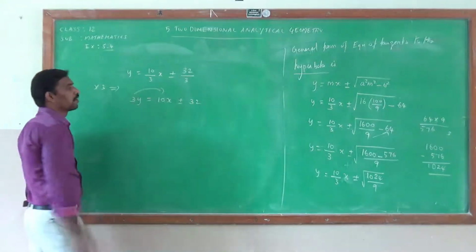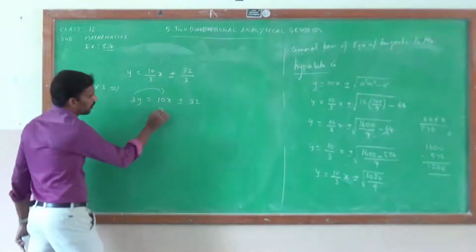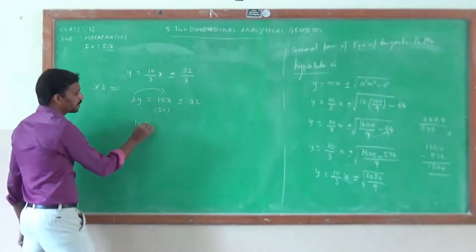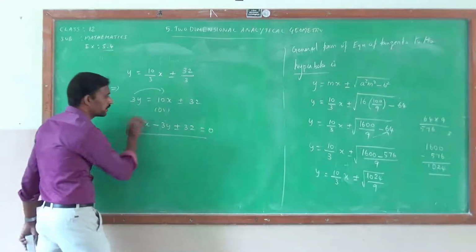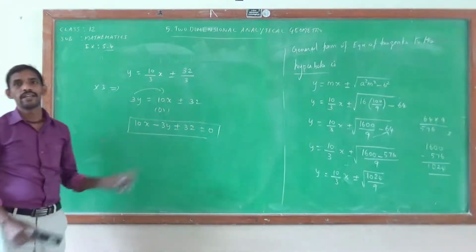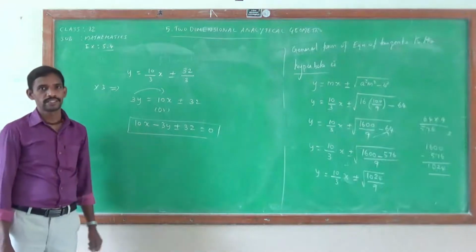Take 3y to that side: 10x minus 3y plus or minus 32 equal to 0. This is the required equation of tangent.